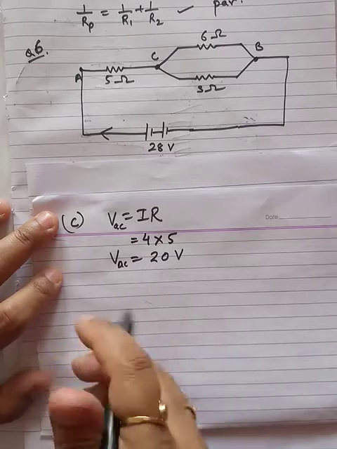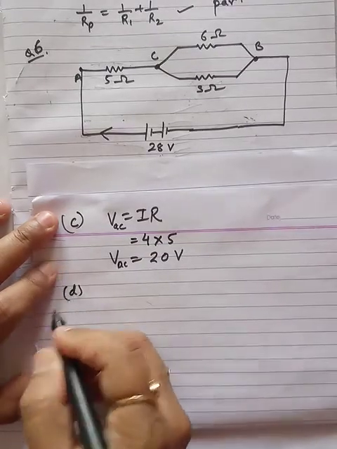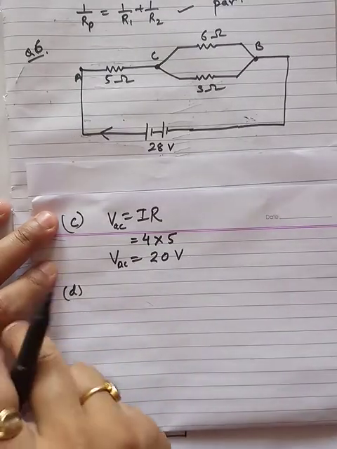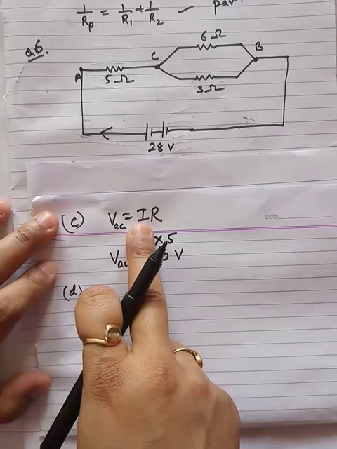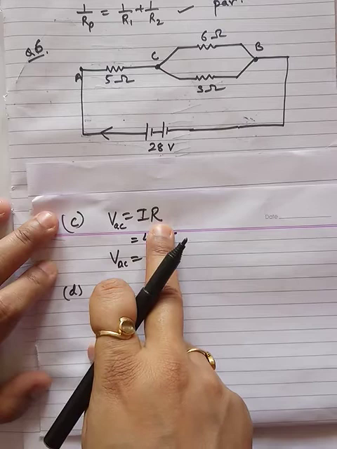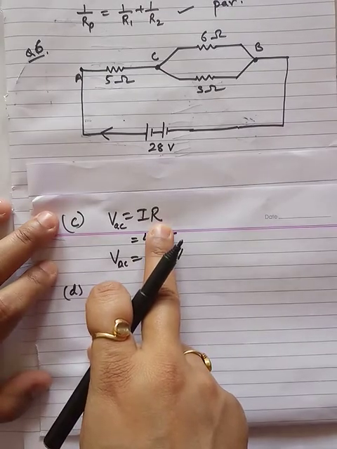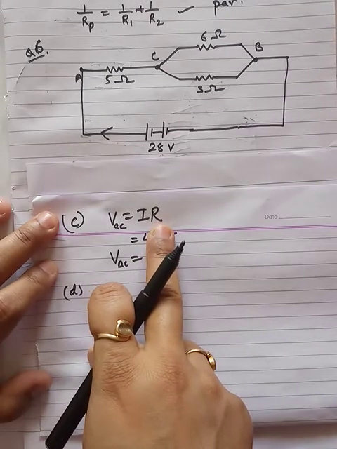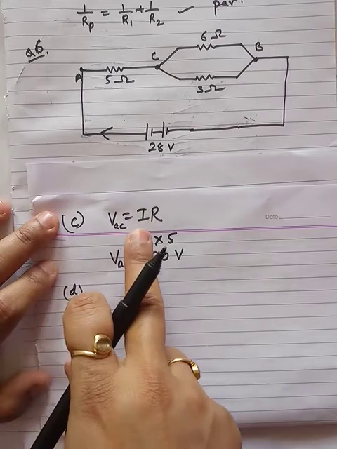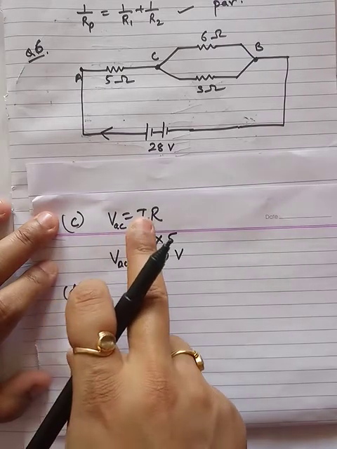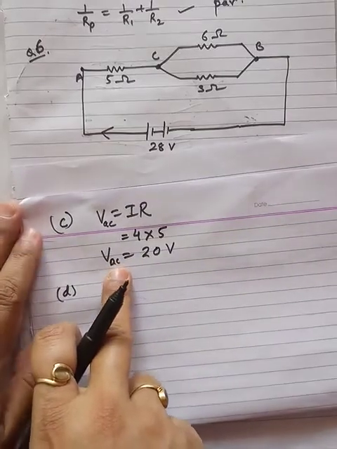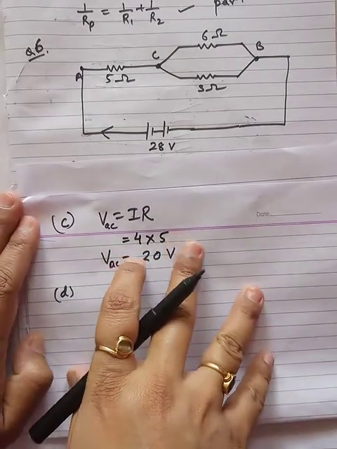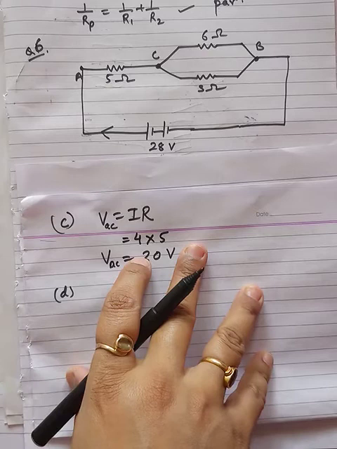Okay, we need to take care only this much: whatever potential difference we are calculating, the current will be through that branch and the resistance will be that one only. If we want to find out the total potential difference or total current, we need total V and total R. Okay, this much we need to understand and keep in our mind. Let's see what is part D.